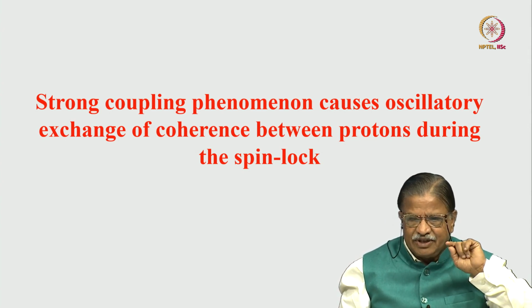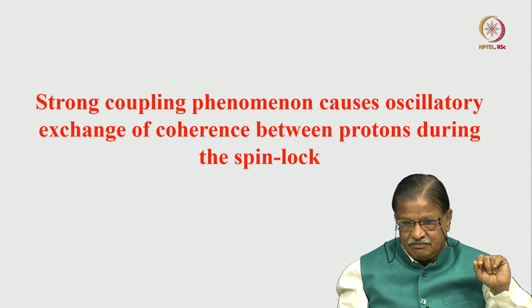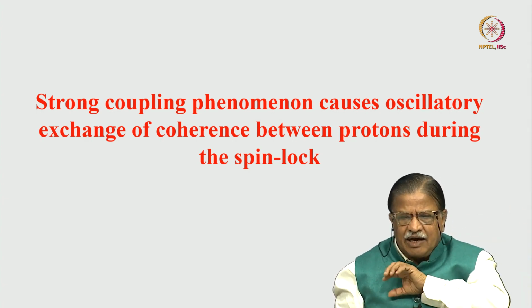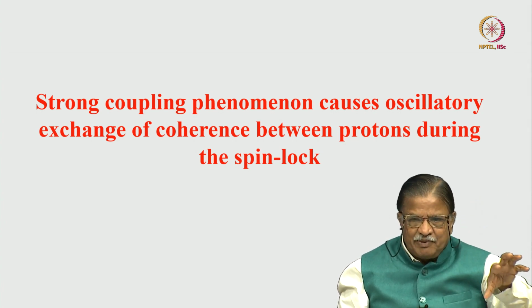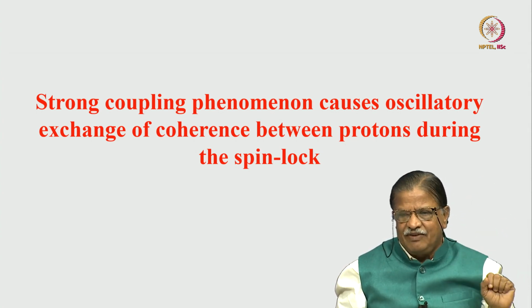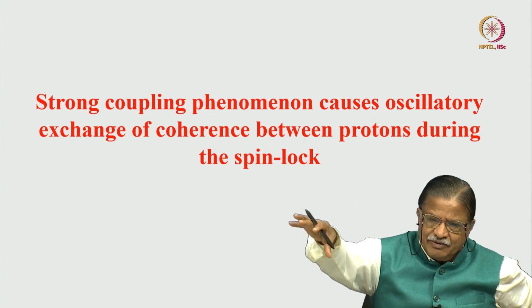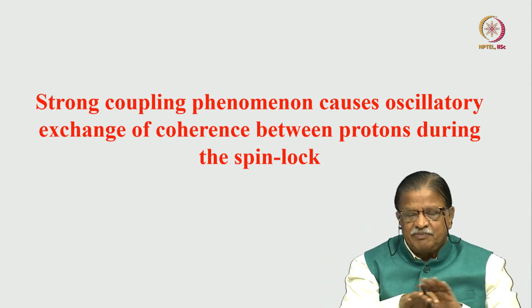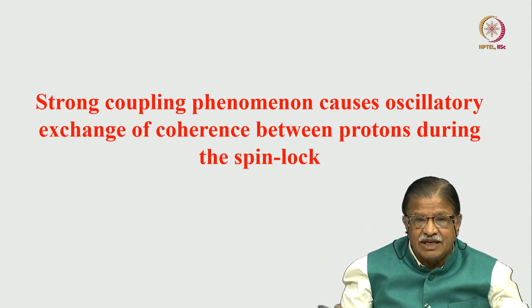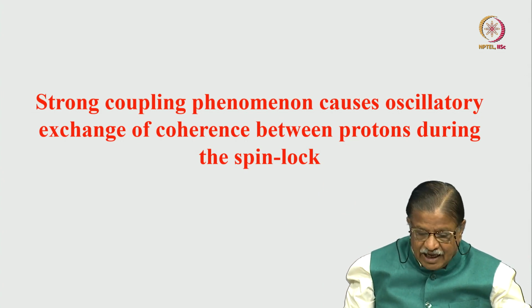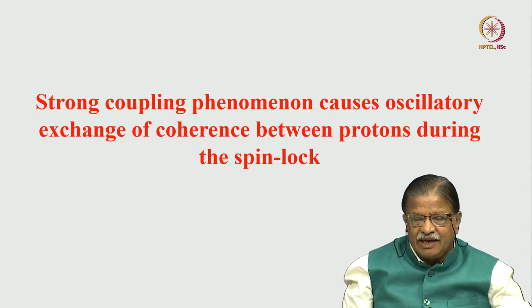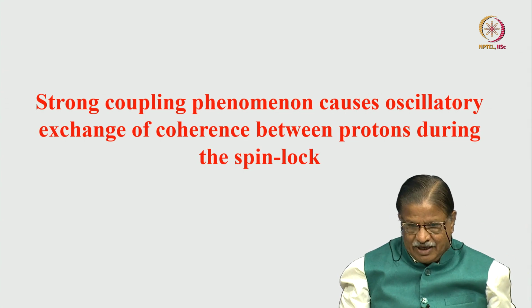That is a necessary condition. Only among the coupled spins. If there are different groups of coupled spins, for one coupled spin system, among them there is an exchange of energy. For the other coupled spin, there is one. But between these two spin systems, there is no exchange of coherence. That doesn't take place. So the strong coupling creates an oscillatory exchange of coherence.